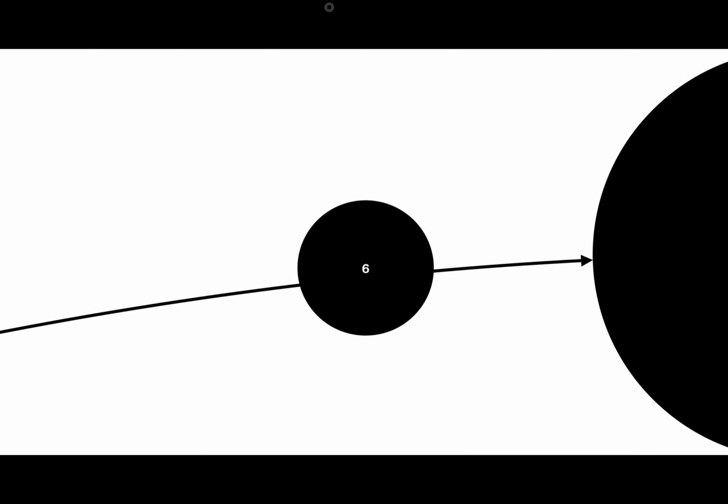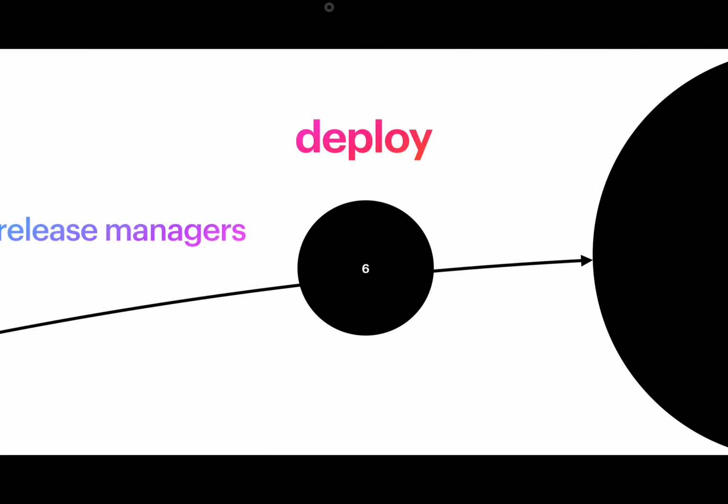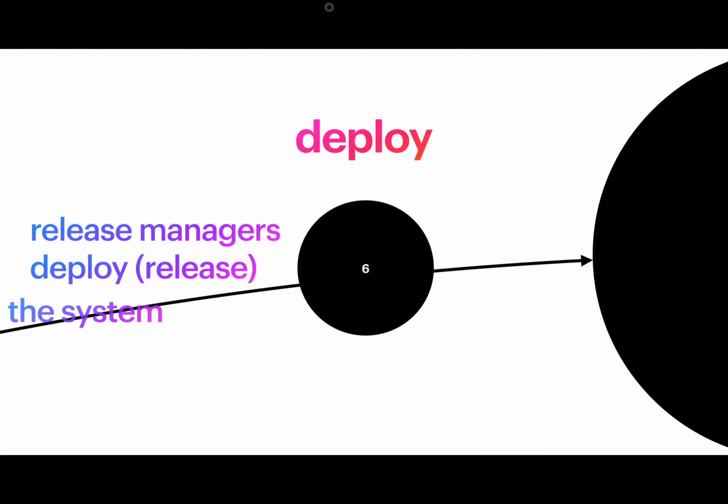So now we've got a tested, validated system, it's time to deploy it. At this point, release managers deploy or release the system. And this involves moving the system from a local or staging environment into production.